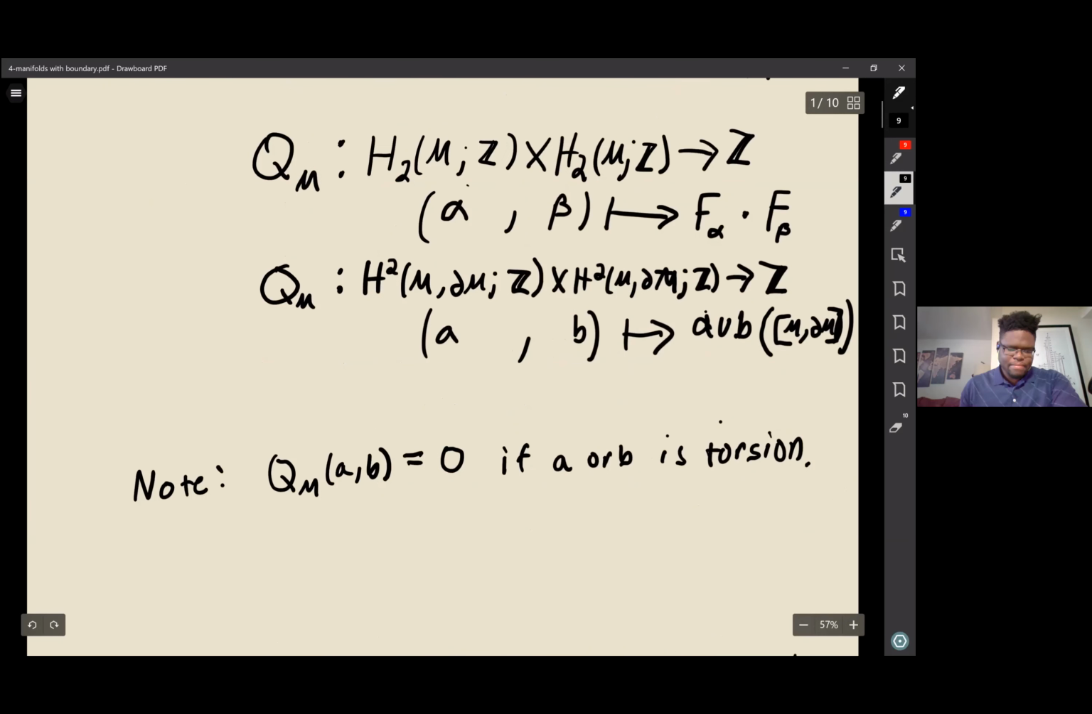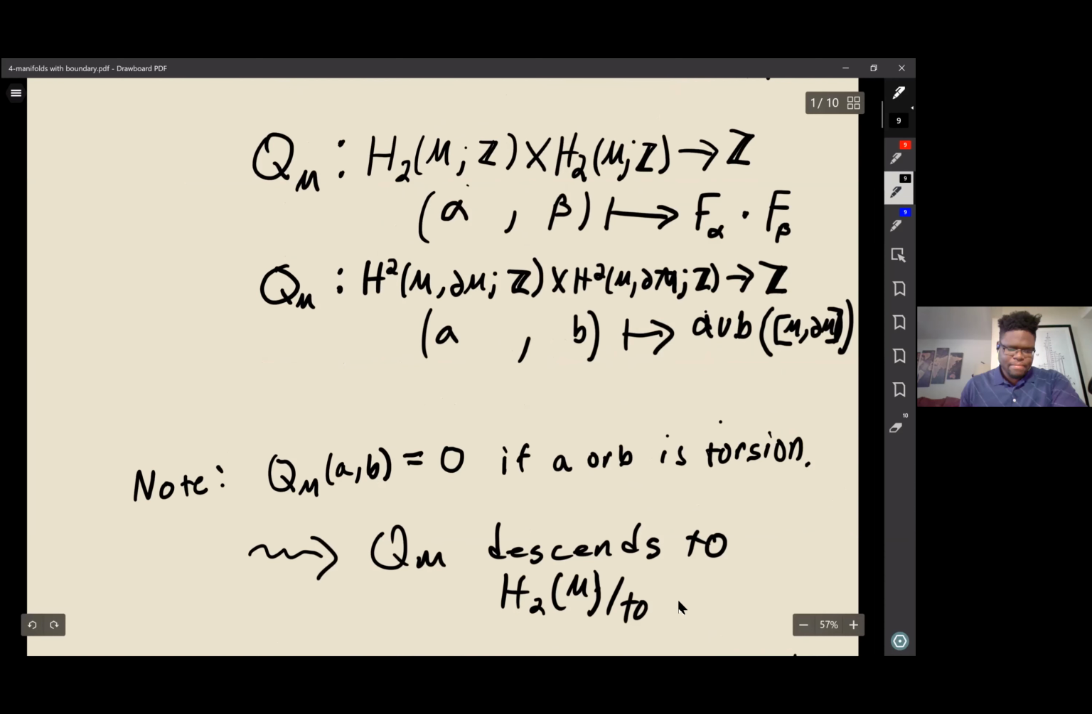So note, there could be some torsion in these groups, but if A or B is torsion, then QM of AB is 0. So this pairing QM descends to a map on H2 of M mod torsion.